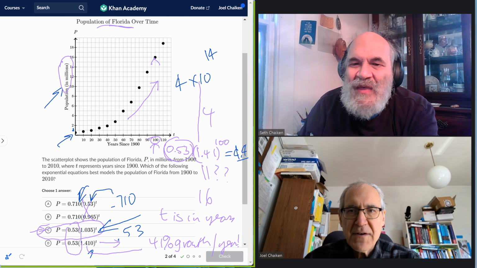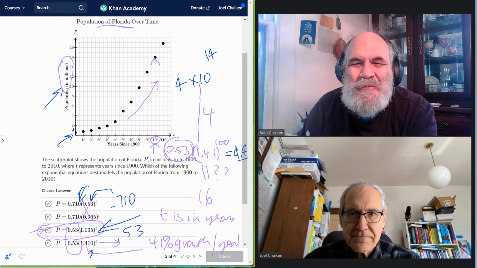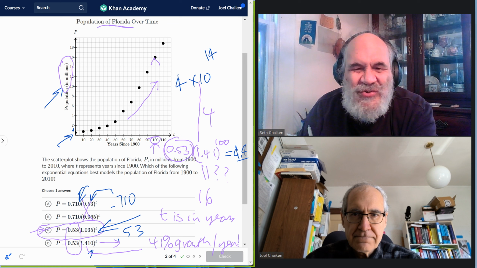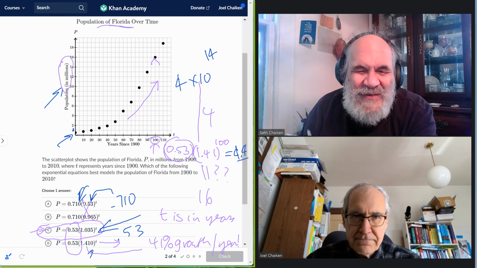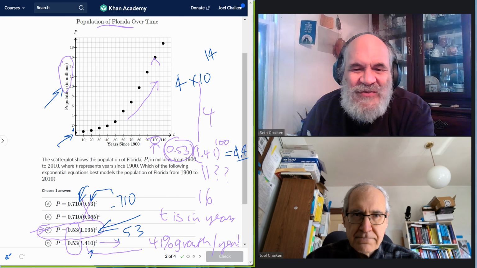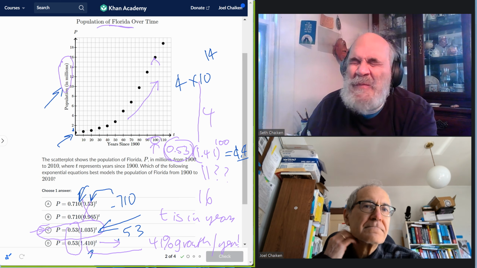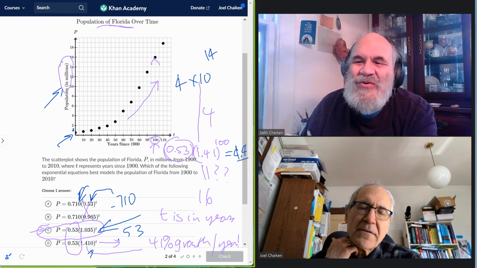So this is a realistic plot, and you could just look at the choices and observe that it's in millions. So the coefficient says that in year zero, which is the first year when the graph starts, 1900, the population was about 500,000, and it grows exponentially.